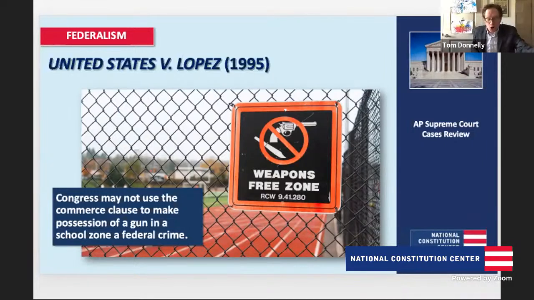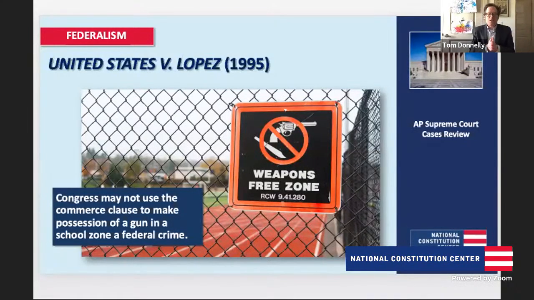He's caught and he's charged under a national law known as the Gun-Free Schools Act of 1990. And that law banned individuals bringing firearms into schools. And Lopez argues that no, this law is unconstitutional. It exceeds the powers of Congress. Where does Congress have the power to regulate guns?